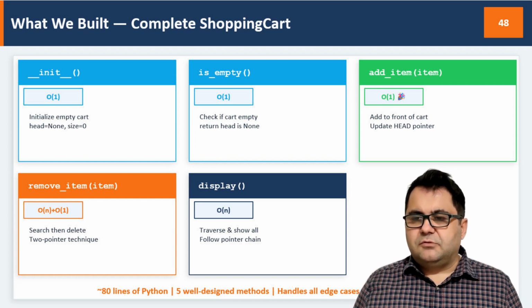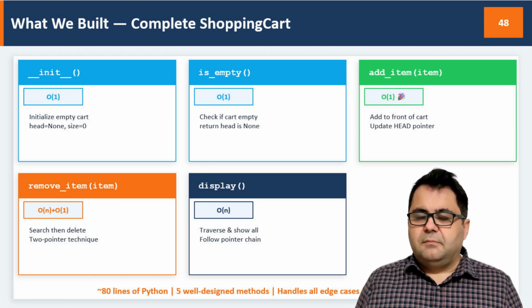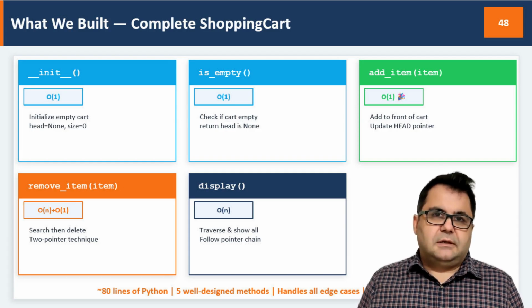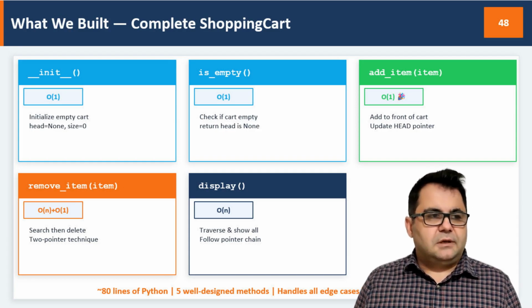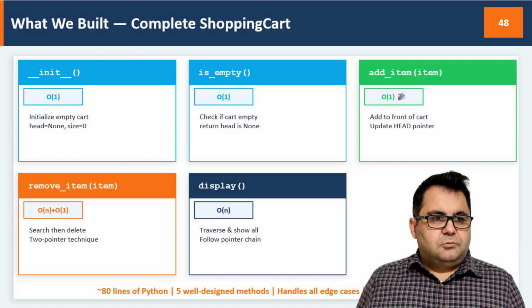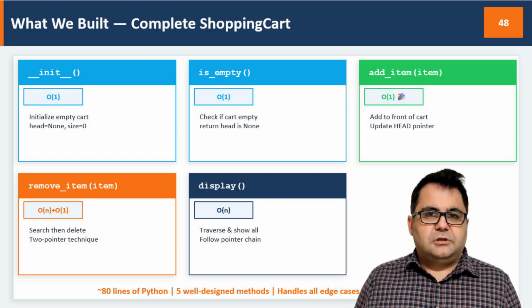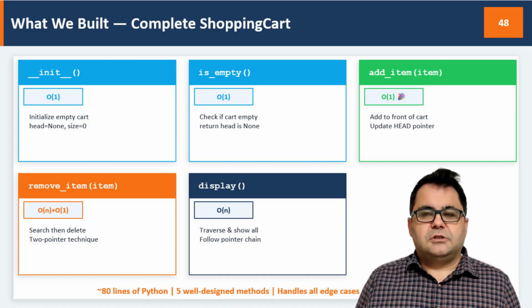remove_item is O(n) for search, but O(1) for the actual deletion. Display shows all items in O(n). Our achievement: we built a production-ready shopping cart with O(1) insertions. No more slow array shifting.